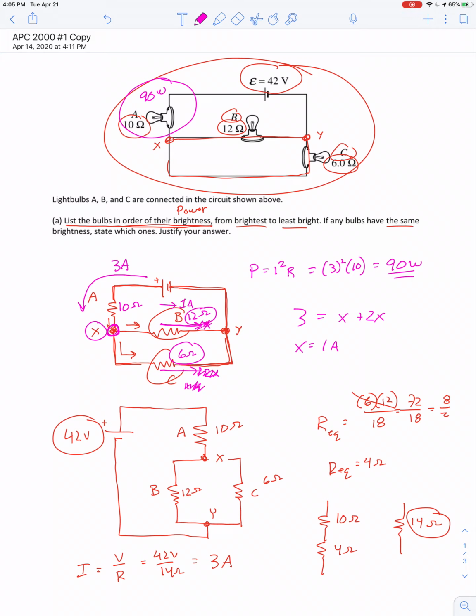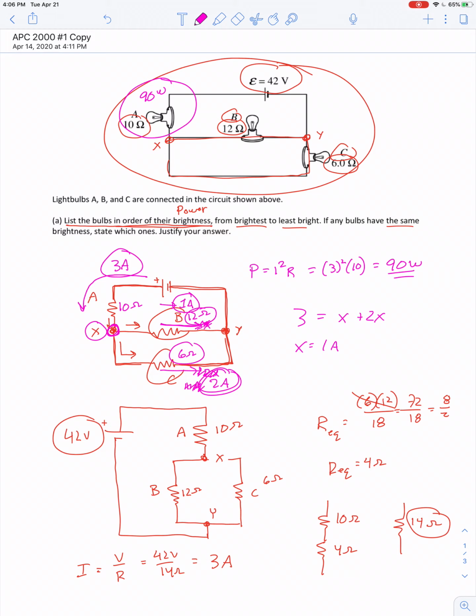1 amp flows through the 12 ohm resistor, and 2 amps flows through the 6 ohm resistor. Well, that adds up, right? If you have 1 amp flowing here and 2 amps flowing here, that's the way in which the 3 amps is splitting up. So some nice round numbers were chosen for this problem, it seems.